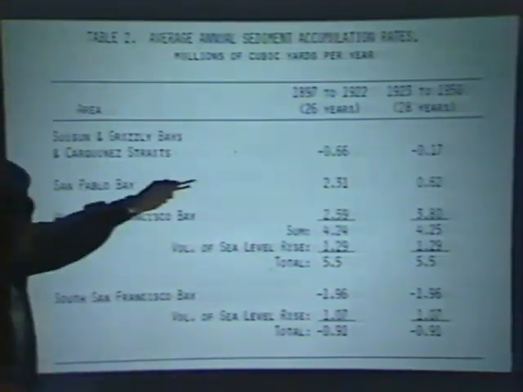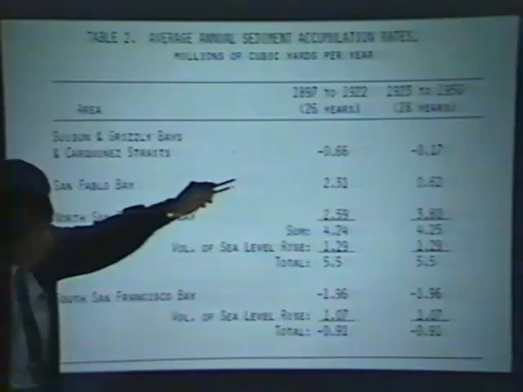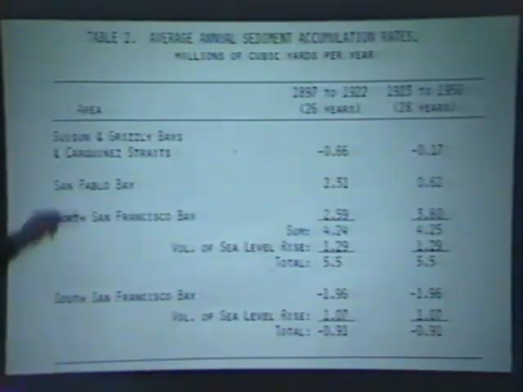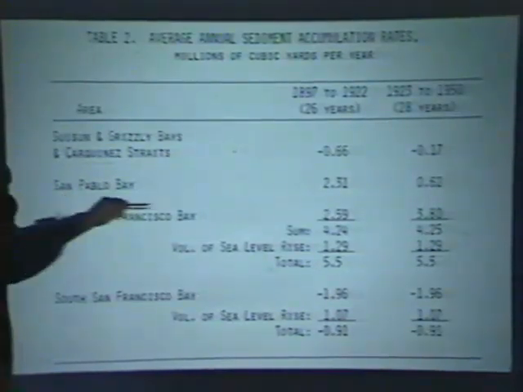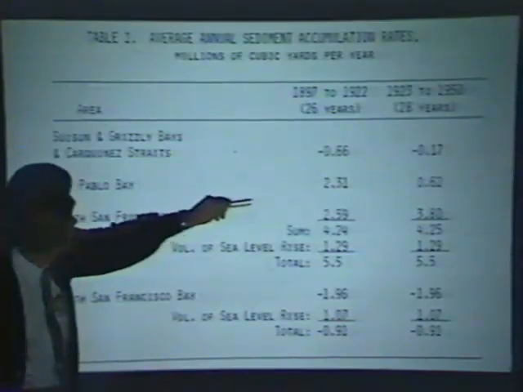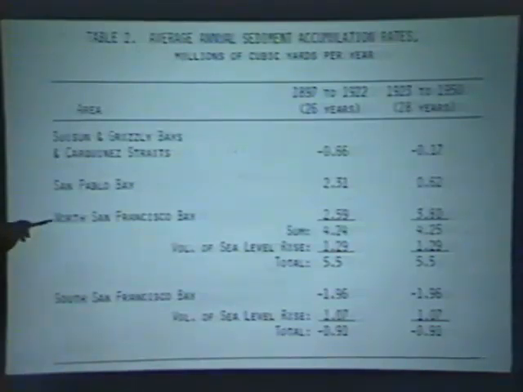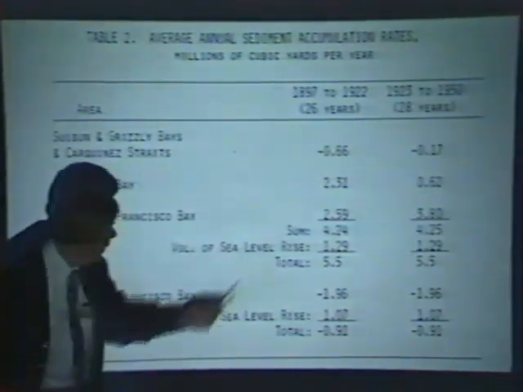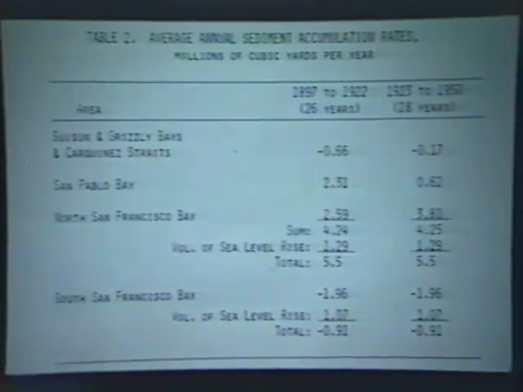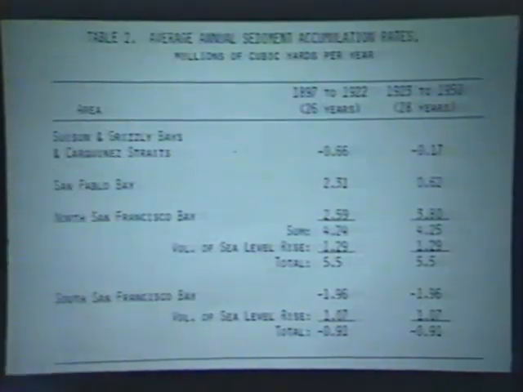Notice that the corrected value still showed a slight decrease in the volume in Grizzly Bay, Suisun Bay, and Carquinez Straits. In San Pablo Bay, the actual accumulation was about 2.3 million cubic yards, and then less in the latter period. North San Francisco Bay actually increased. That is, the sediment was suspended by wave action and carried down into San Francisco Bay during that period. And then if you take into account the volume of sea level rise, it looks like the total is about the same for the two periods.